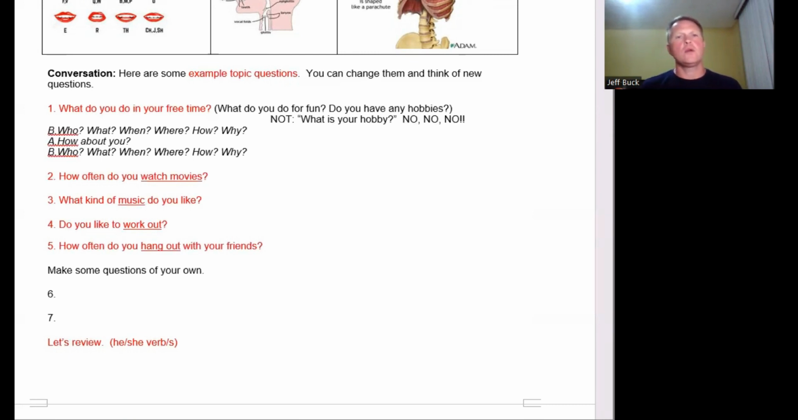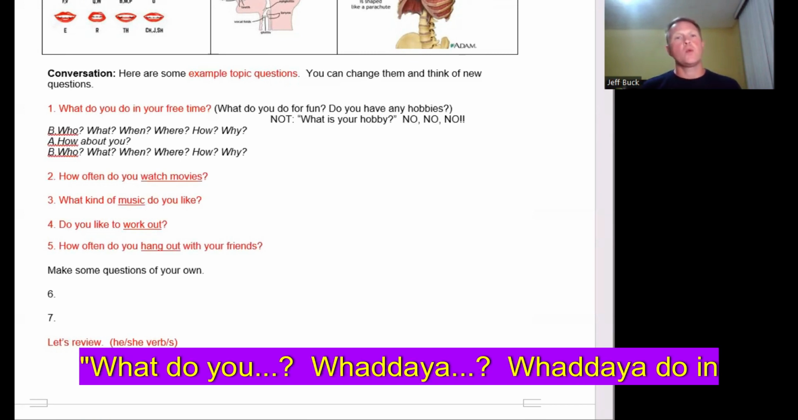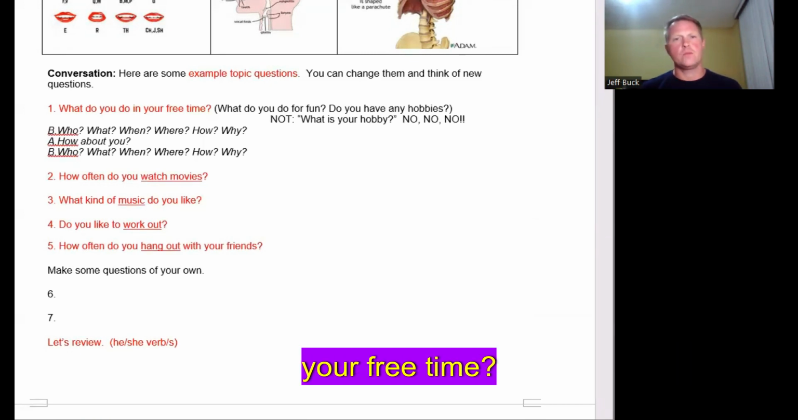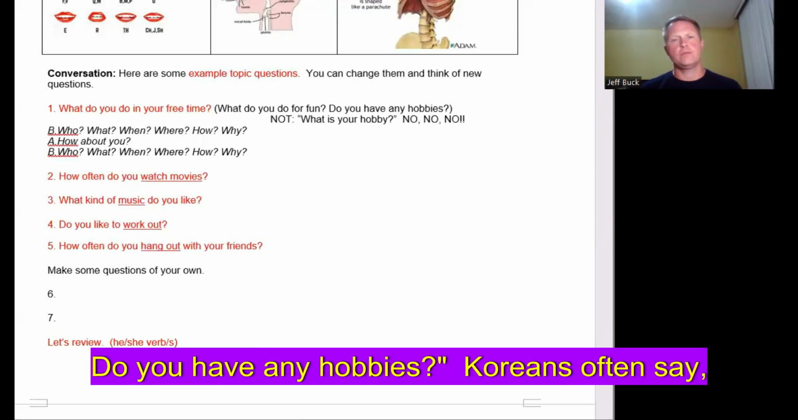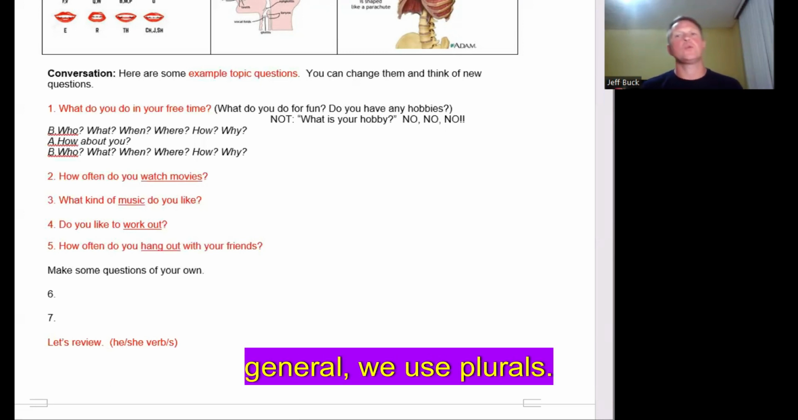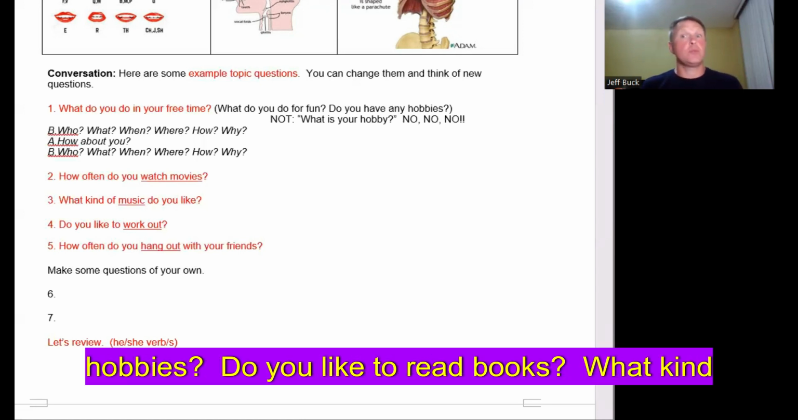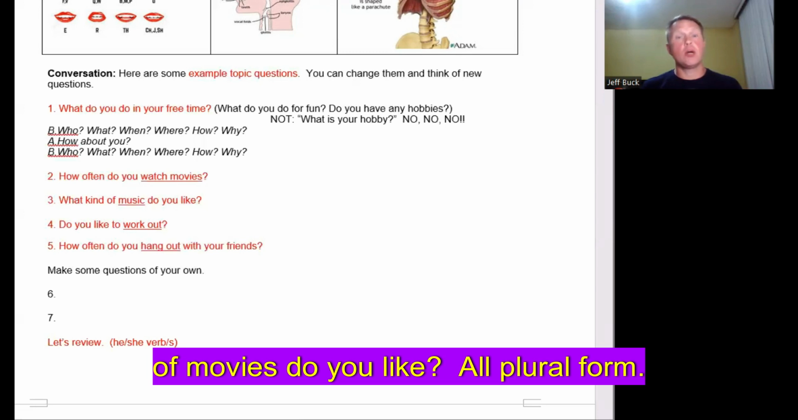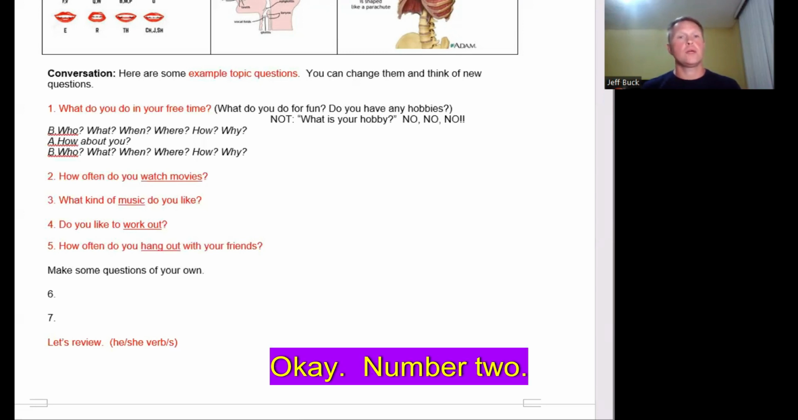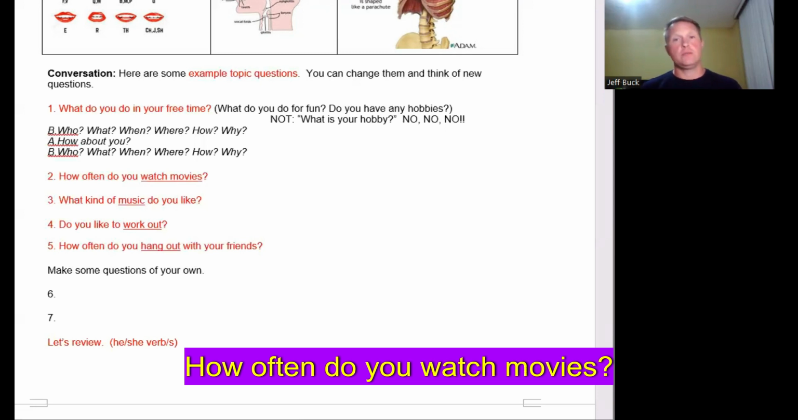Number one, and try to use some reductions: what do you do in your free time? What do you do for fun? Do you have any hobbies? Koreans often say, what is your hobby? That's not correct. In general, when we're talking about things in general, we use plurals. What are your hobbies? Do you have any hobbies? Do you like to read books? What kind of movies do you like? All plural form.